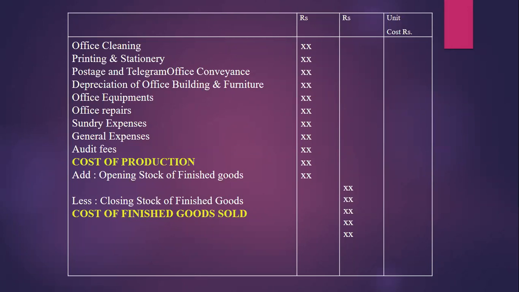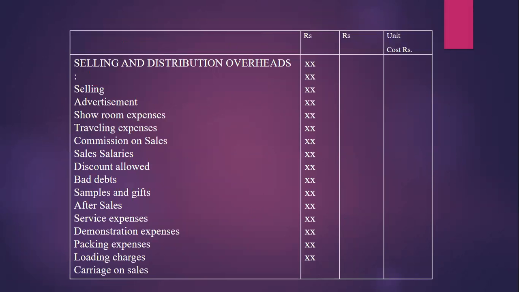Okay, everyone? Now after this, you have to adjust your selling and distribution overhead, all expenses related to sales or increasing your sales. It includes your advertisement, showroom expenses, commission, discount allowed, bad debts, demonstration expenses. All these expenses are selling and distribution expenses. We call it selling and distribution overhead.